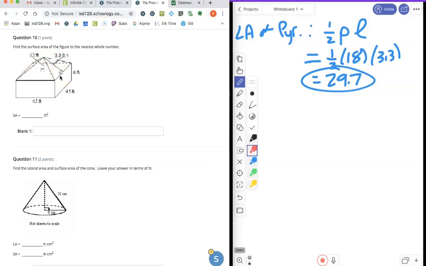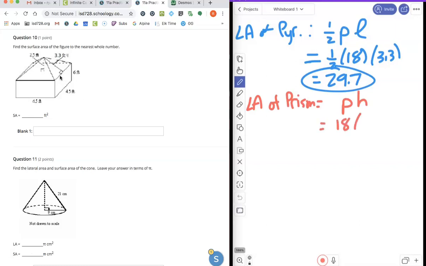Okay, let's do the lateral area of the prism. That's perimeter times height. So the perimeter should be the same, 18. Okay, the perimeter of this, the bottom, is the same as the perimeter of the top. The height is 6 this time. So we're doing 18 times 6. That is 108.